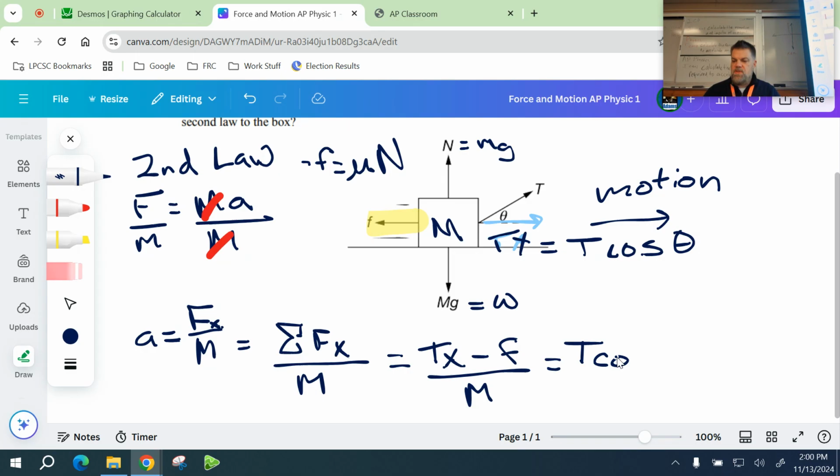So I've got T cosine of theta minus the friction force, which is going to be mu times the normal force, all over m. Oh, wait a second. I am forgetting something.